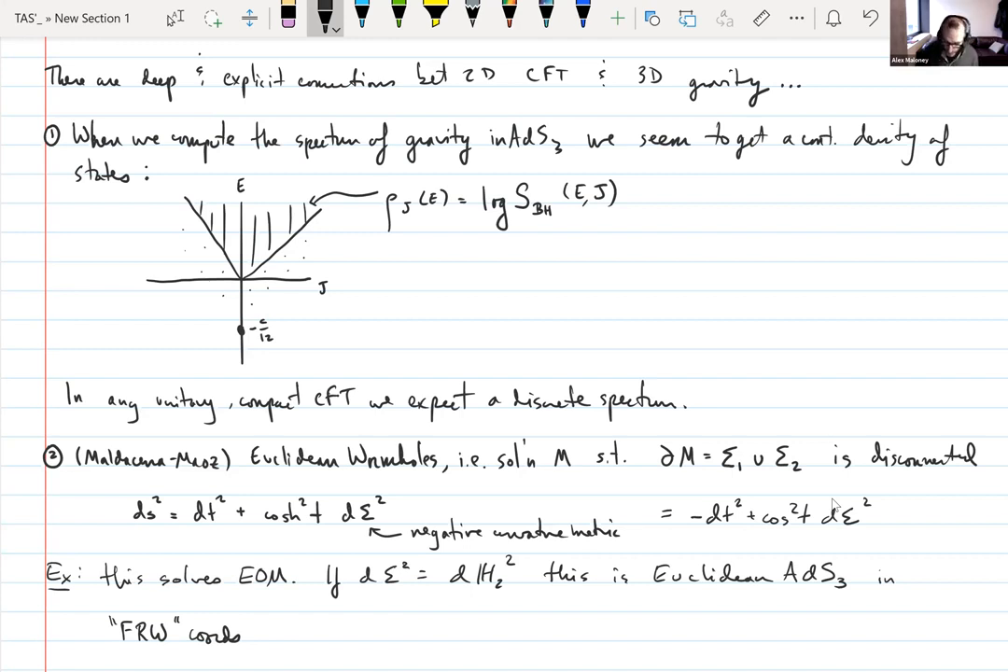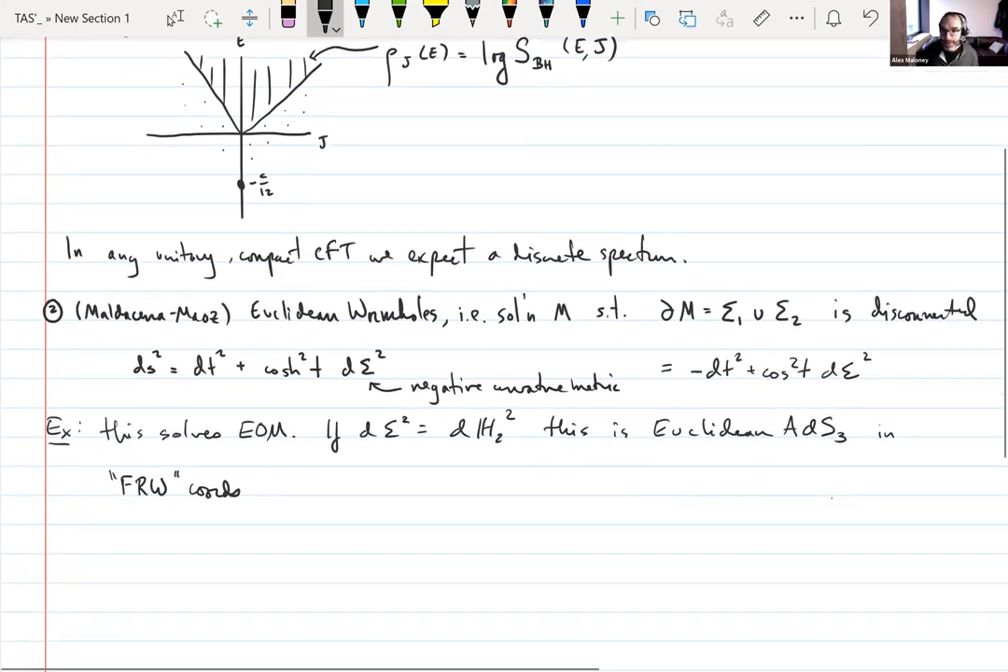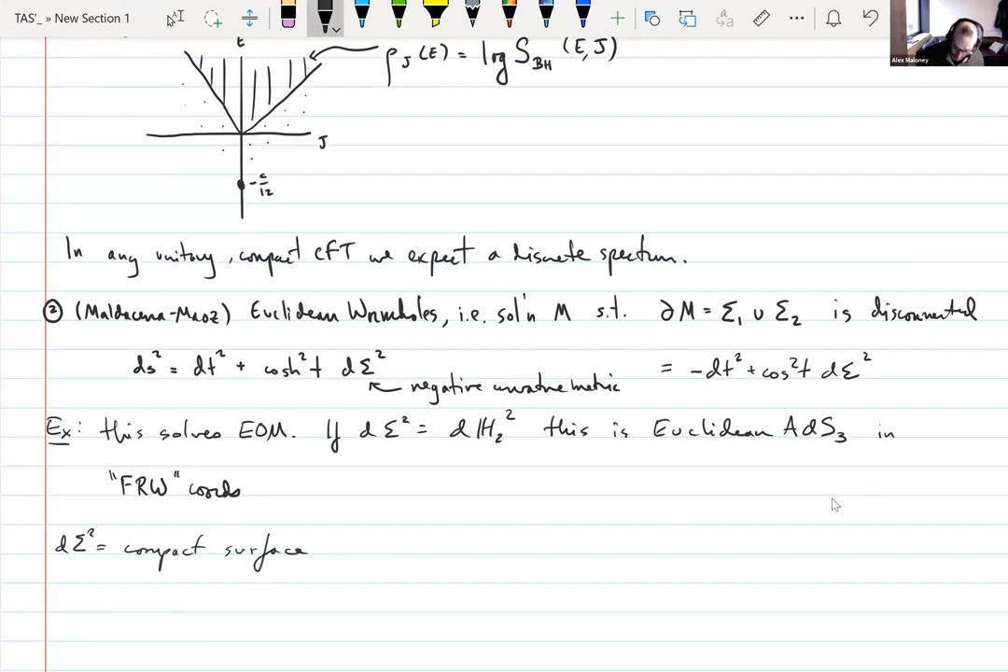Now, the case where our constant slice is a hyperboloid is not particularly interesting because that's just AdS. Much more interesting, however, is if the metric dσ² is the constant negative curvature metric on a compact surface. In that case, what does our Euclidean wormhole look like? Well, it's going to be some geometry with two disconnected boundaries, where the Euclidean time coordinate goes to plus or minus infinity.